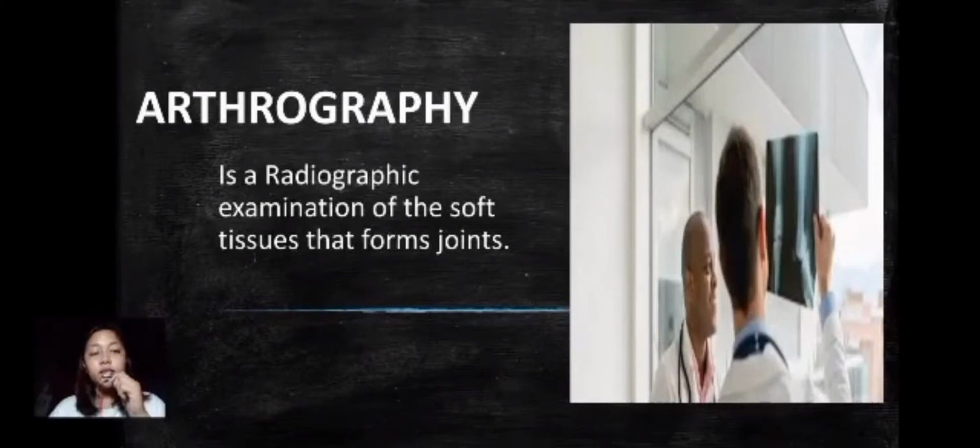Arthrography. It is a radiographic examination of the soft tissues that form joints. So it is a type of medical imaging used in the evaluation of joint conditions and unexplained pain.